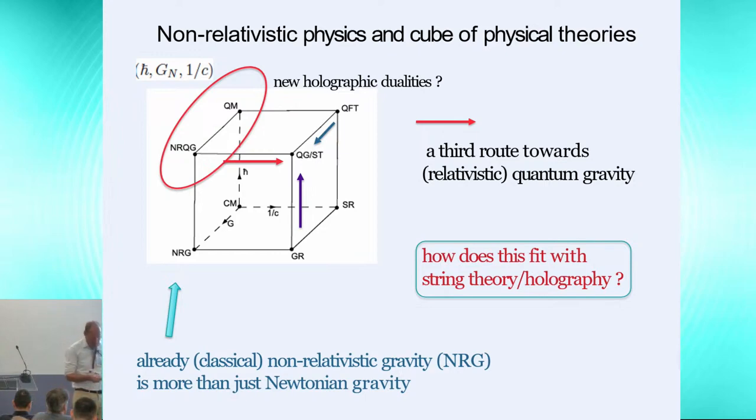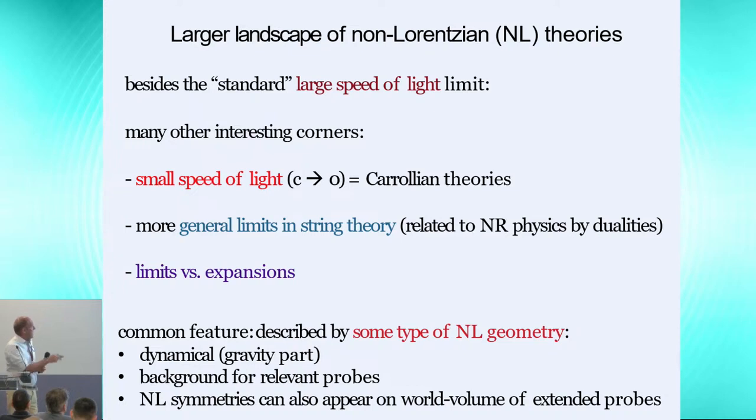another limiting case emerging from this cube. And that's this quite studied, recently, branch of theories called Carrollian theories. We'll say more about that, which occur in the small speed of light limit. And again, you can consider the small speed of light limit of GR, but also of field theories, etc., etc.